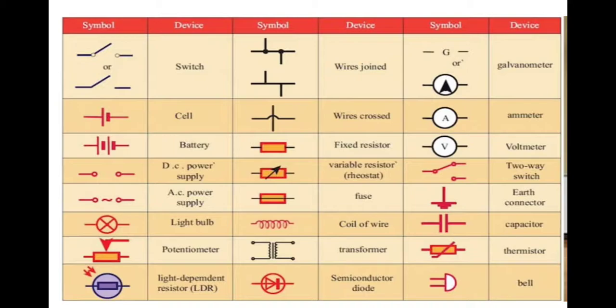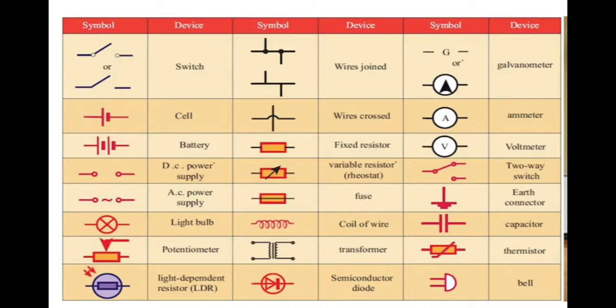Next symbol, light dependent resistor, LDR. When light falls on this device, the light energy gets converted into electrical energy. Next symbol is the wires joined and the next one is wires crossed. Next symbol for fixed resistor. We know a resistor is an electrical component which limits the flow of current in an electric circuit.